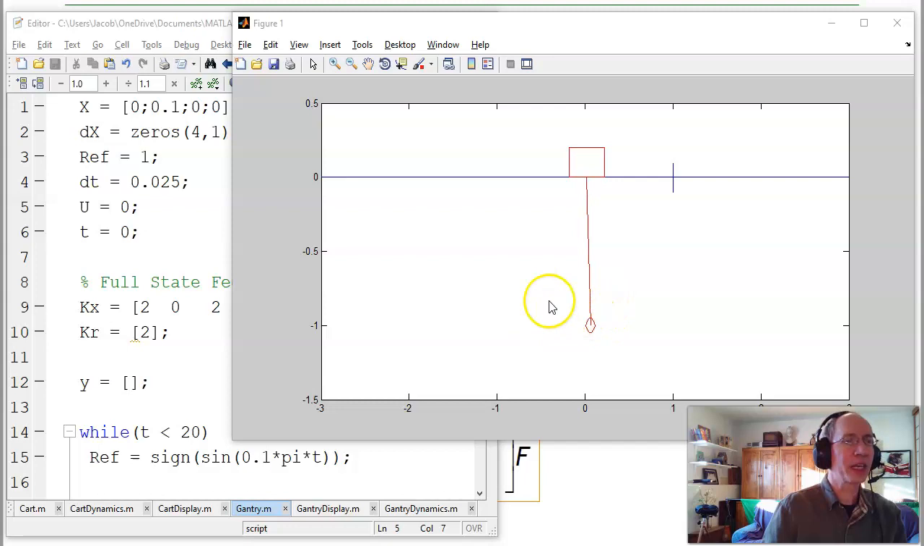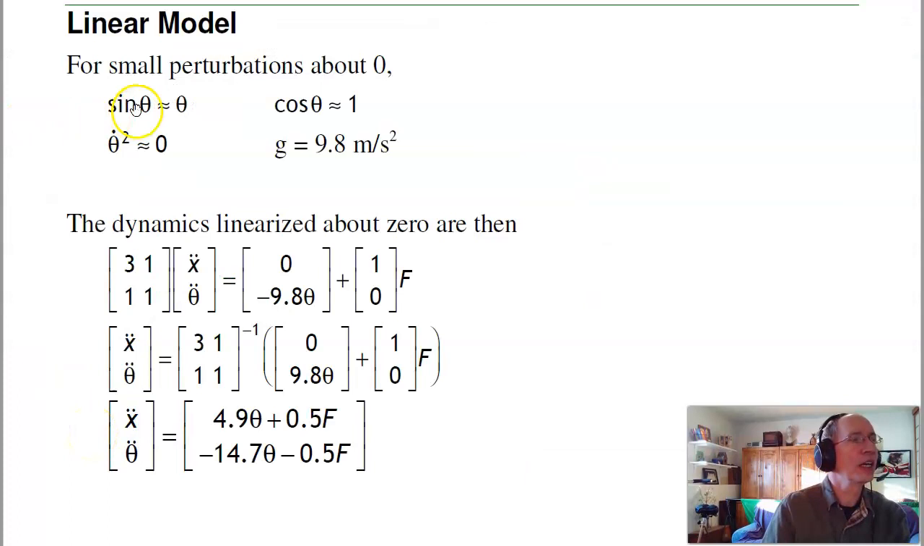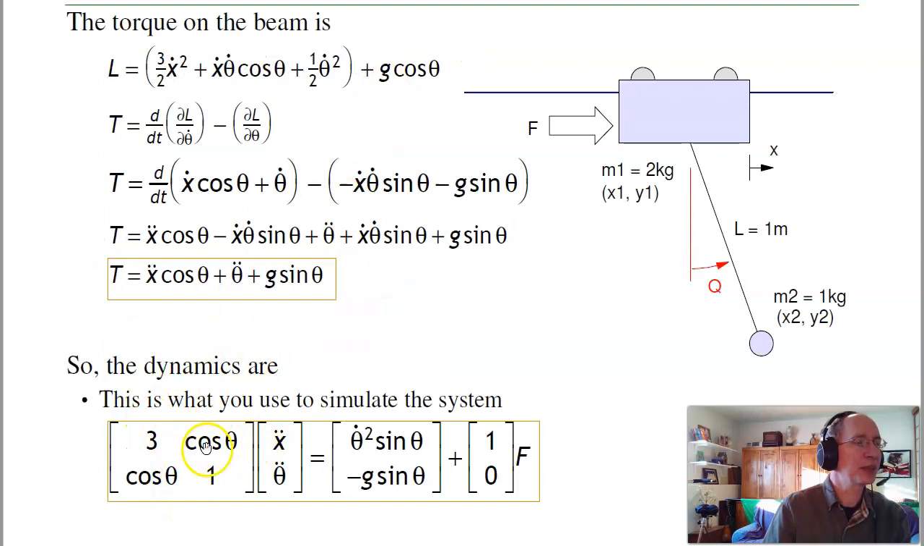What is the linear model for small angles? So for x small, theta dot small, I get sine theta is roughly theta. All the higher order terms, theta dot squared, is roughly 0. Cosine theta is roughly 1. Take the previous dynamics and substitute cosine theta is 1, theta dot squared is 0, sine theta is theta.